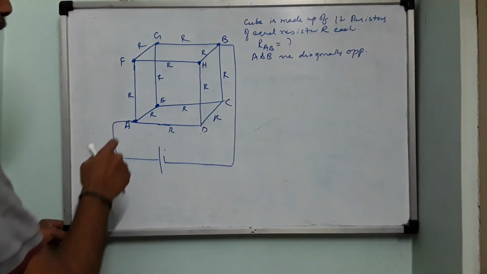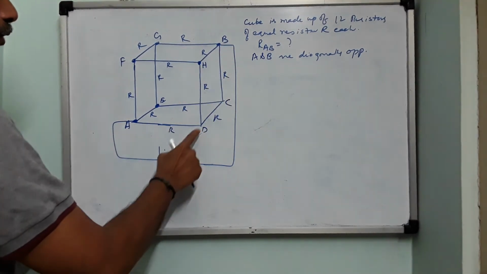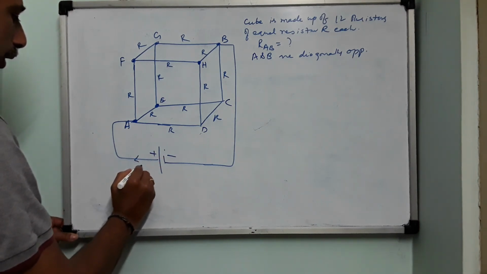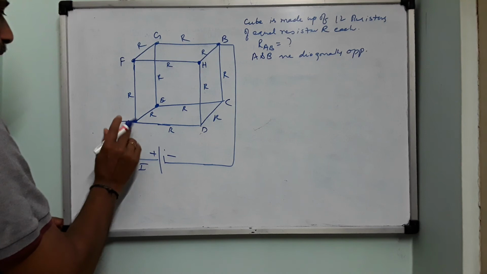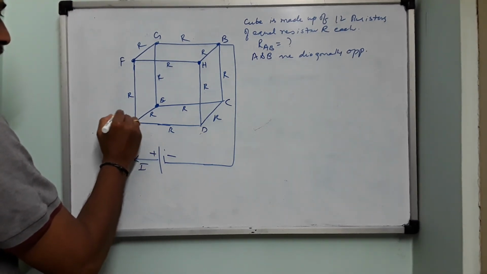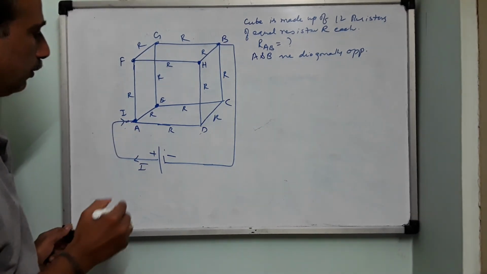If I am asked to calculate between A and D, then my battery point should shift over here, from B to D. Right. Plus, minus, here there is a current I coming out of this battery. So this point I will write here. So this is I. Now, look at the symmetry of this diagram, children.